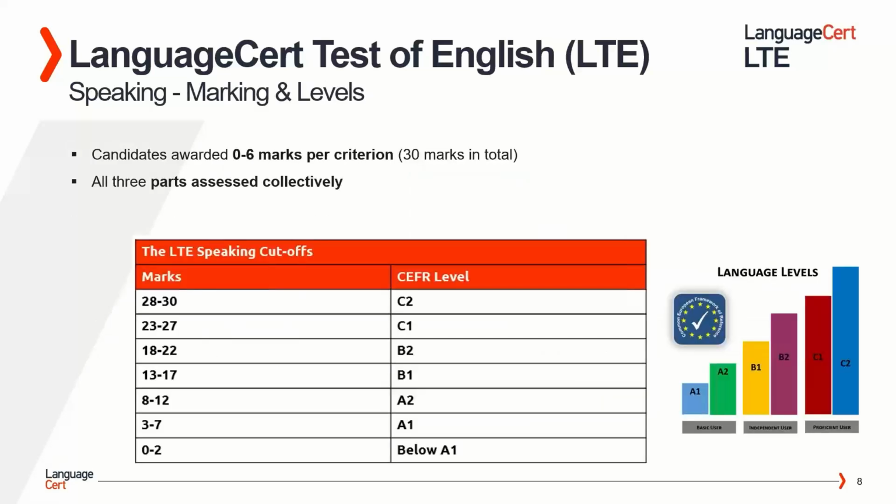What about marking? Well, test takers are awarded up to 6 marks per criterion. And as there are 5 criteria, they can collect up to 30 marks. In this table, you can see the marks they can collect and the corresponding CEFR levels they can attain. And one more detail about the speaking examination: all 3 parts are assessed collectively.